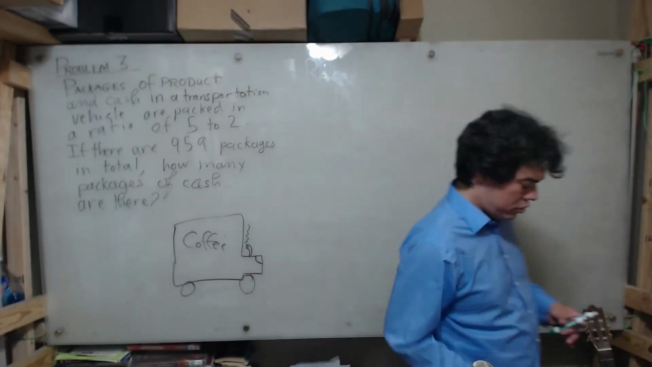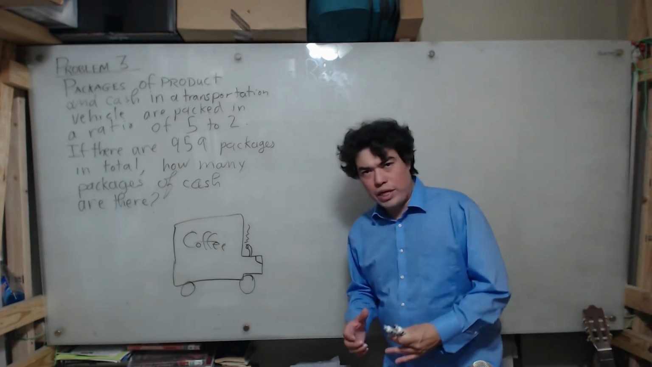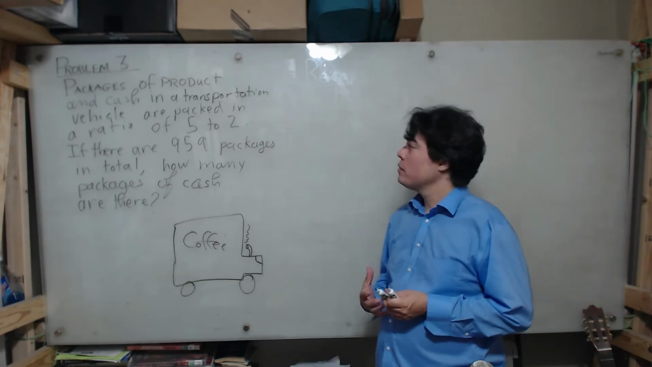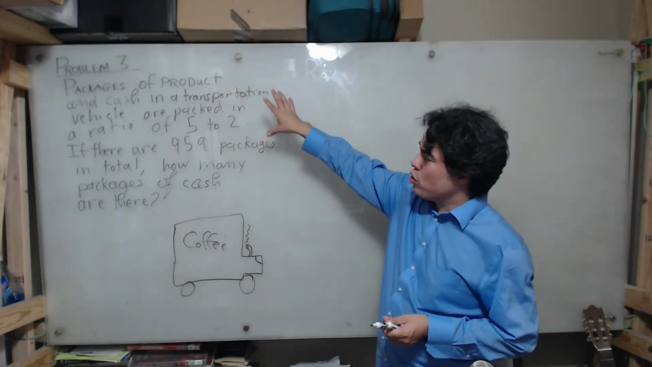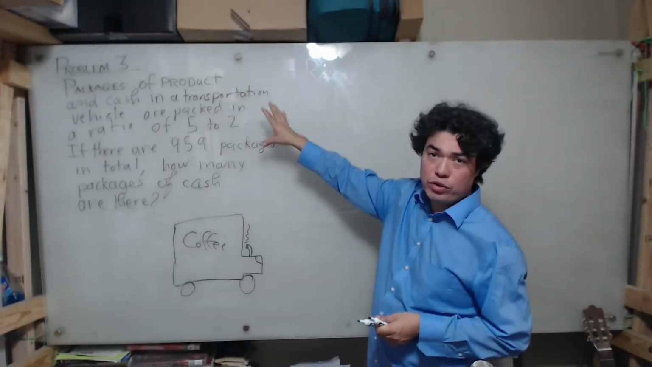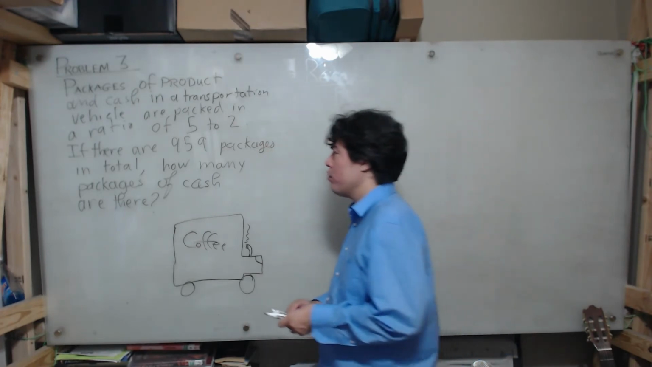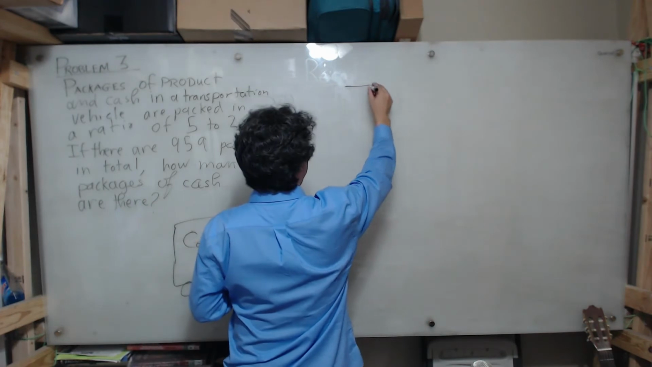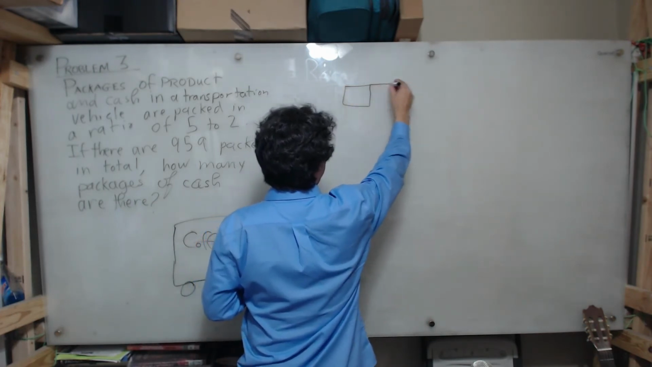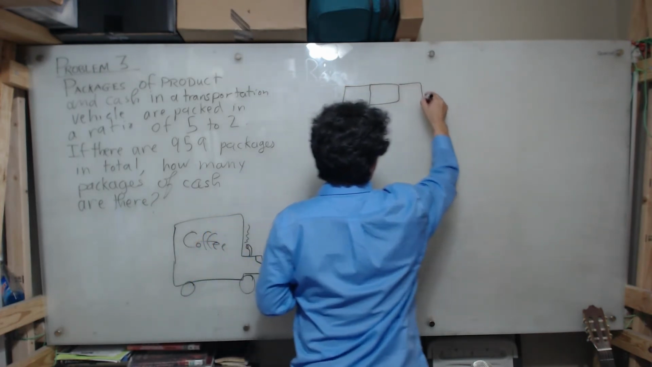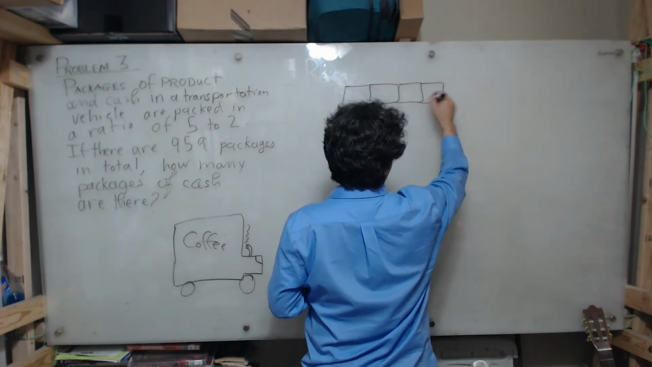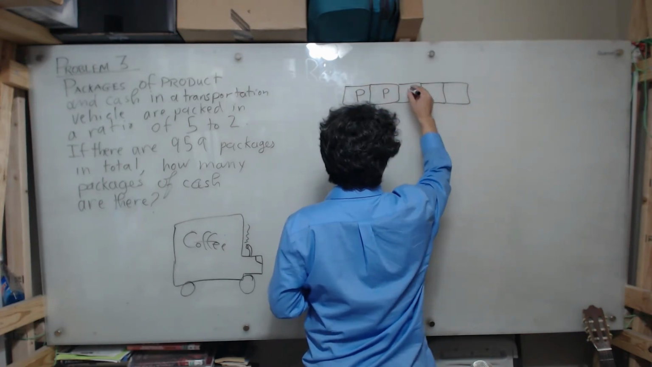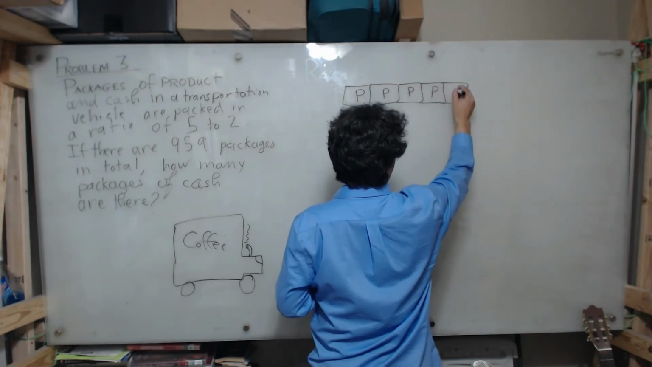So what I want you to realize, let's recap what the ratio that we're going to be dealing with is. We know that the packages of product to cash are in a ratio of 5 to 2. So what I want you to imagine is this. 5 product, okay? So 1, 2, 3, 4, 5 of product. So this is product, product, product, product, and product.